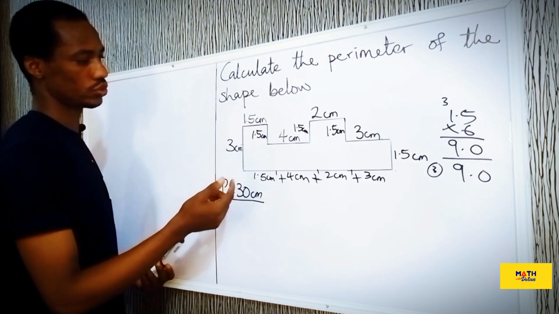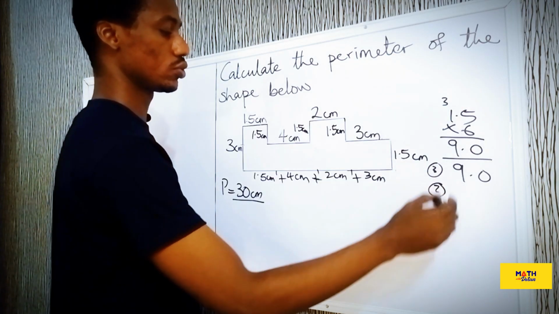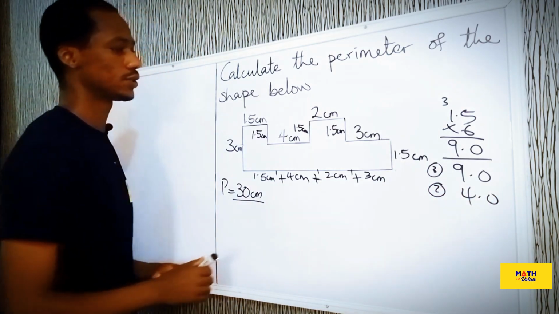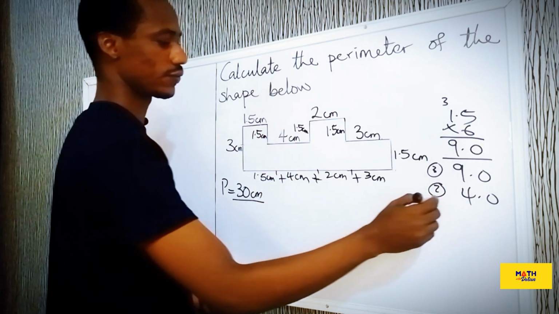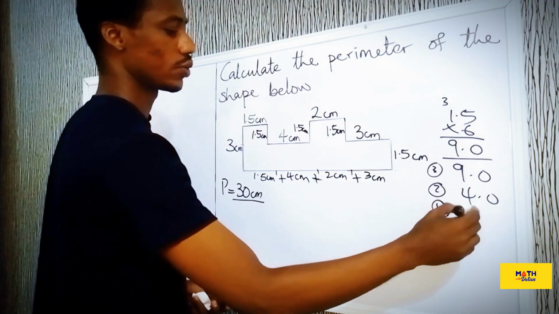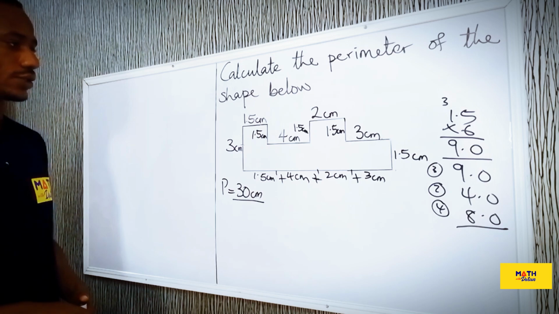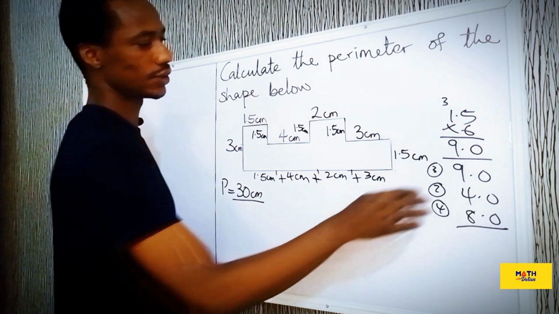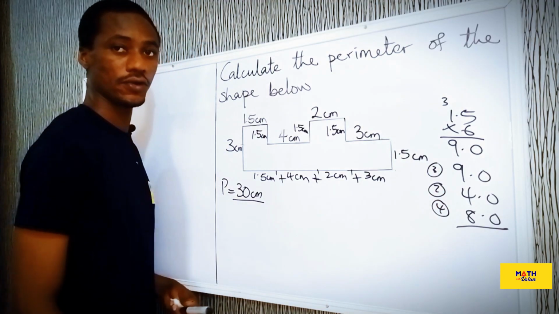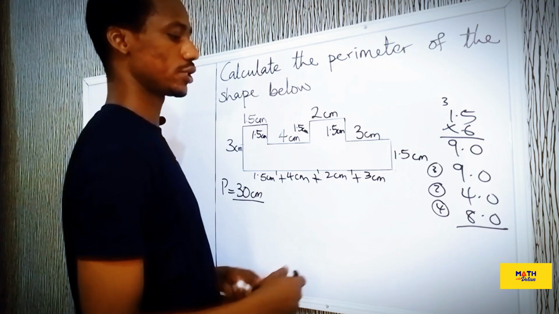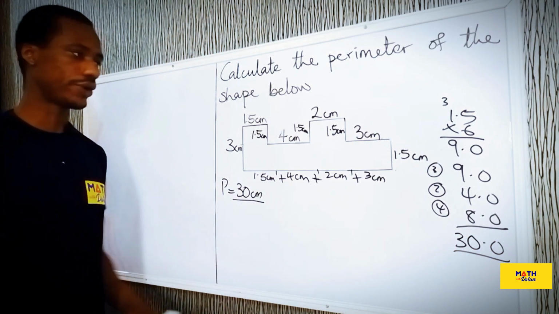Then for 2s, we have 1, 2, so 2 times 2 is 4. Then for 4s, how many 4s are there? 1 and 2. For 4s, we have 2, that's 2 times 4, which is 8. And I believe I've captured all of them. So I can add together 9 plus 9 is 18, 18 plus 4 is 22, and 22 plus 8 is 30. So that is our perimeter.